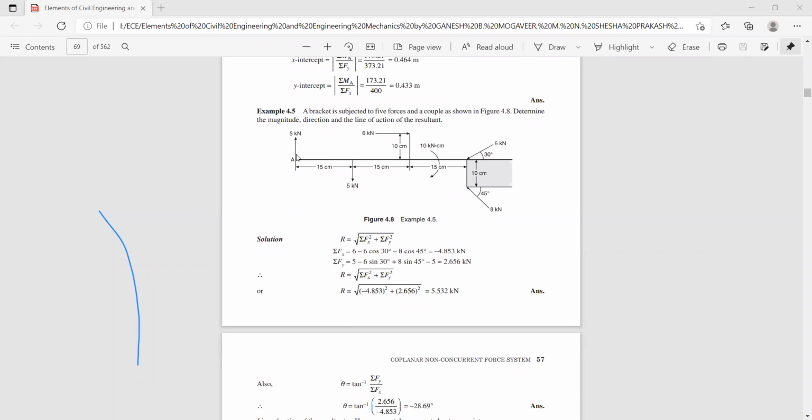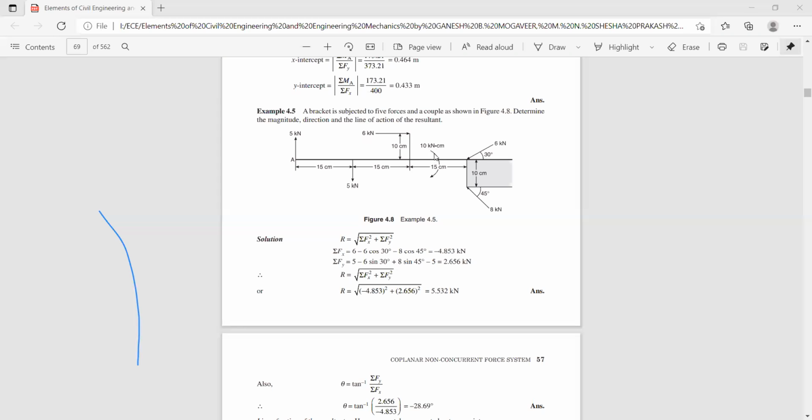For this force, the perpendicular distance is 0 since it is acting along point A. Next, this is 5 Newton, at 0.15 meter or 15 centimeters, so 5 into 15 centimeter creates a clockwise moment. Next you have a 6 Newton force acting in the horizontal direction, and this height is 0.1 with respect to the x-axis. So we take sigma MA: 5 into 0.15, 6 into 0.1.